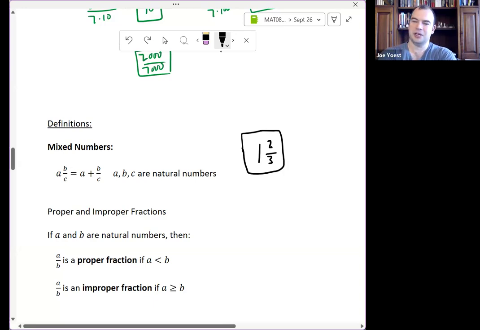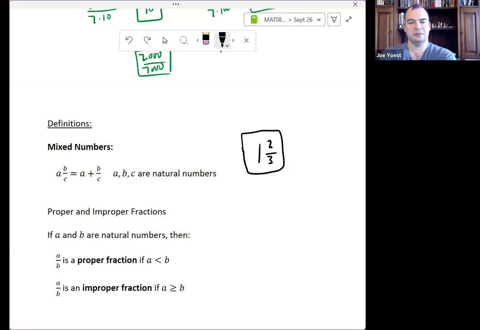I think your book says actually whole numbers, but you never write like 0 2/3, or you wouldn't write like 1 0/3 because that's just 1. 0 2/3 is just 2/3, and you can't divide by 0. So I don't know why they have whole numbers in there instead of natural numbers. I would say natural numbers is more accurate.